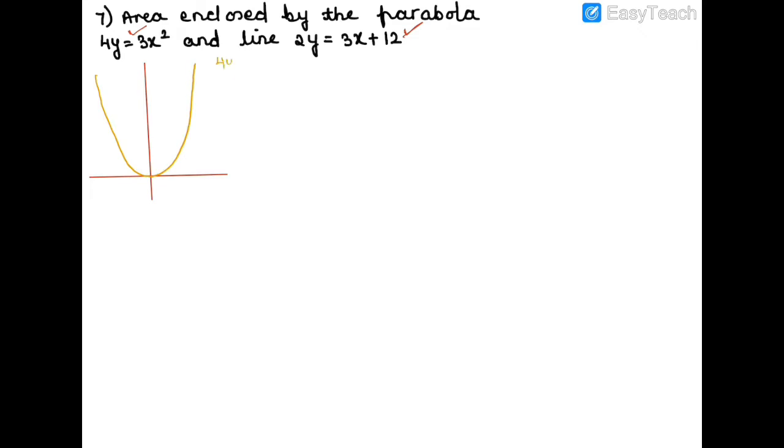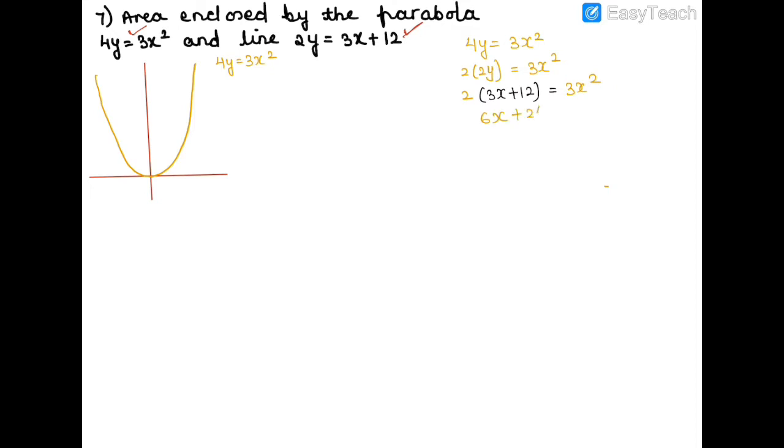This is 4y is equal to 3x square. तो हमारे पास है 4y is equal to 3x square and then I have this line. तो मैं इस 4y को 2 into 2y is equal to 3x square. I can write it this way, and then I put that 2y as 3x plus 12 is equal to 3x square, so that I get a quadratic equation.